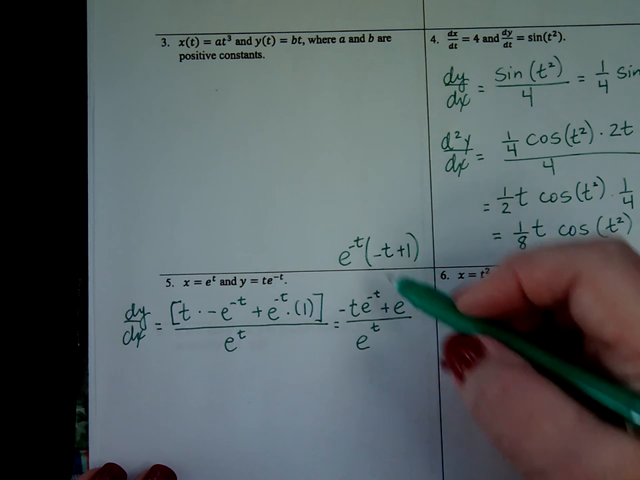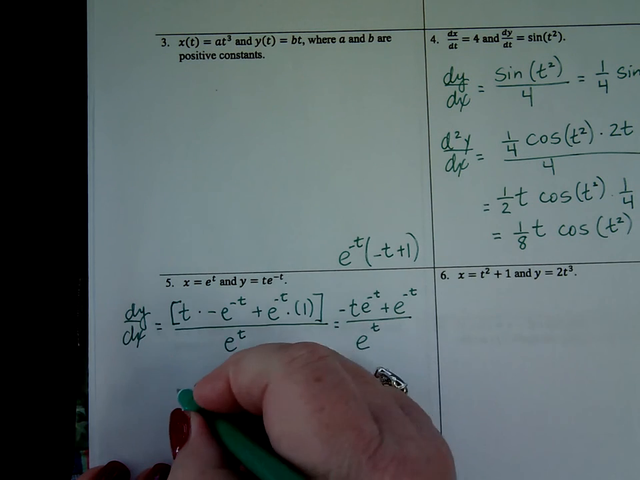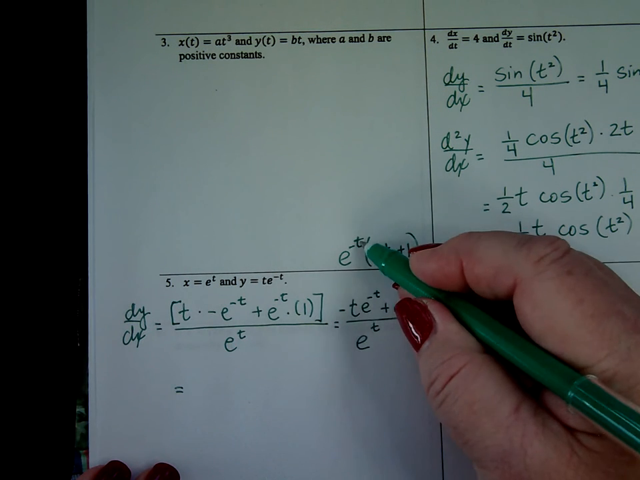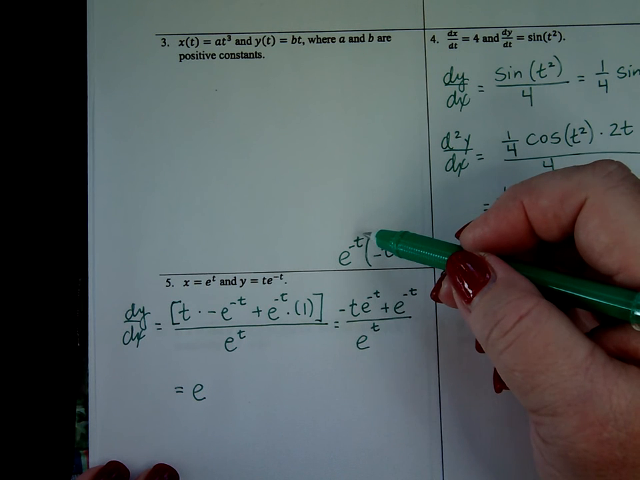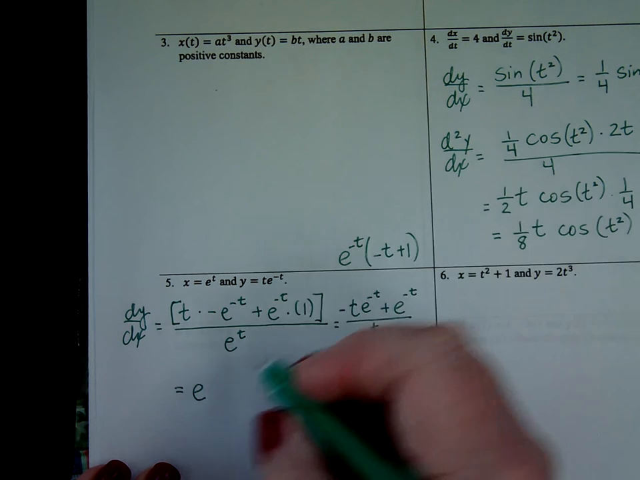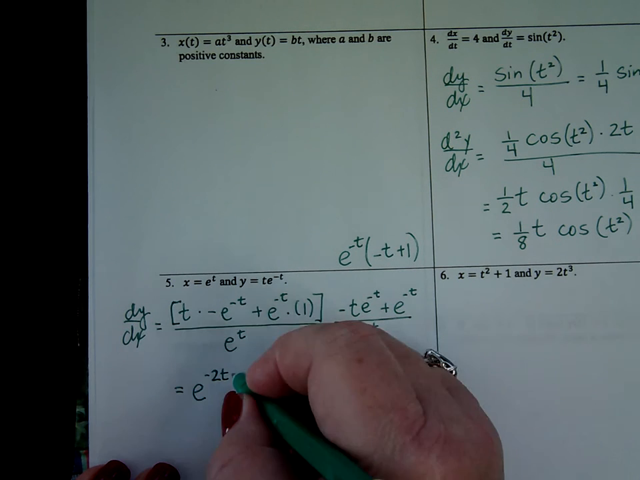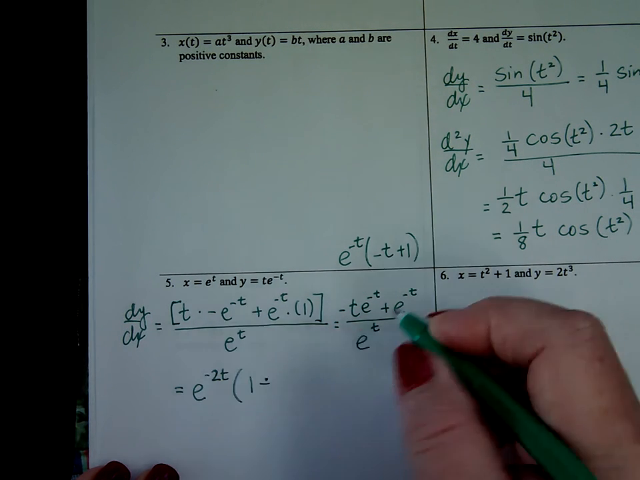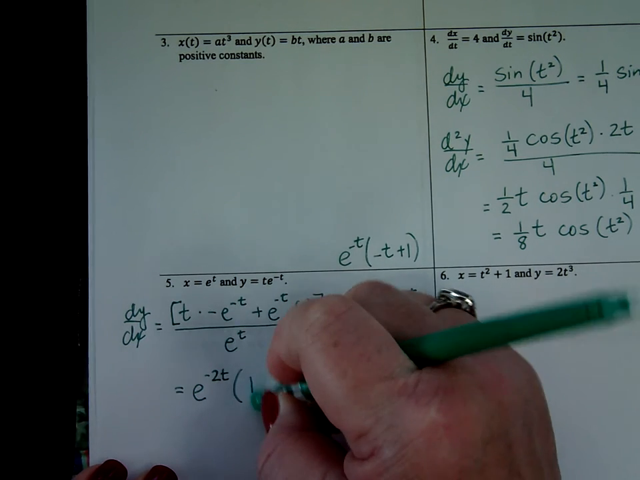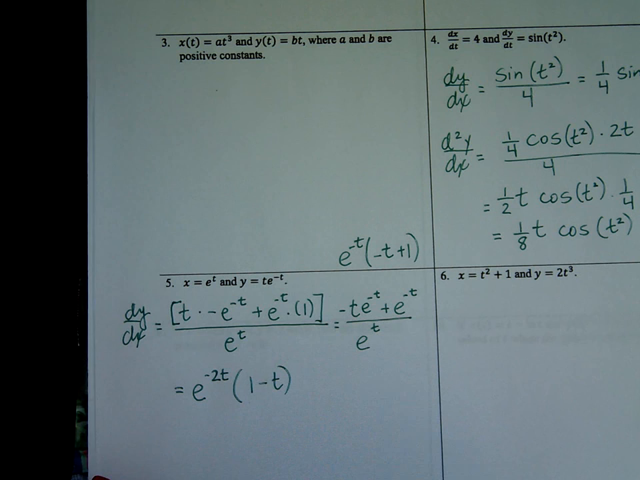Then I have identical things on the top and the bottom, so I can combine them together into one unit. e to the negative t over e to the t is going to be e to the... what do you do with the exponents? You subtract them. Negative t minus t is a negative 2t. And then I'm still left with my parentheses here, but normally they're written the other way around with the 1 minus t. It's a positive 1, a negative t. All right, there's my official first derivative.